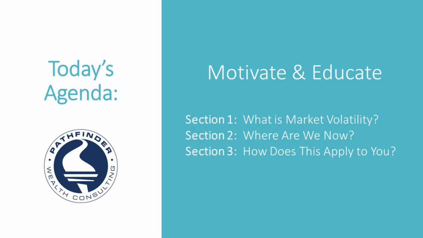Similar to stocks, not all bonds are created equal. So there's a risk spectrum with bonds as well as there's a risk spectrum with stocks and other assets such as gold and currencies. Even cryptocurrencies have been volatile through this period. But for the purpose of today's call, we'll be talking a lot about the volatility in the stock market. All right, so first we're going to jump into what is market volatility.